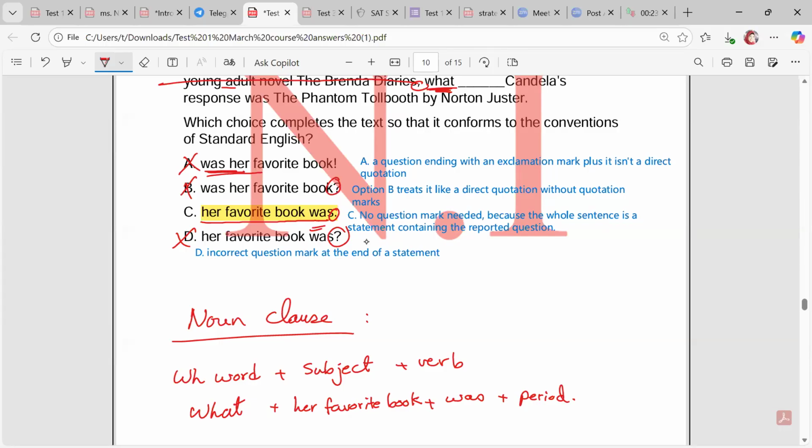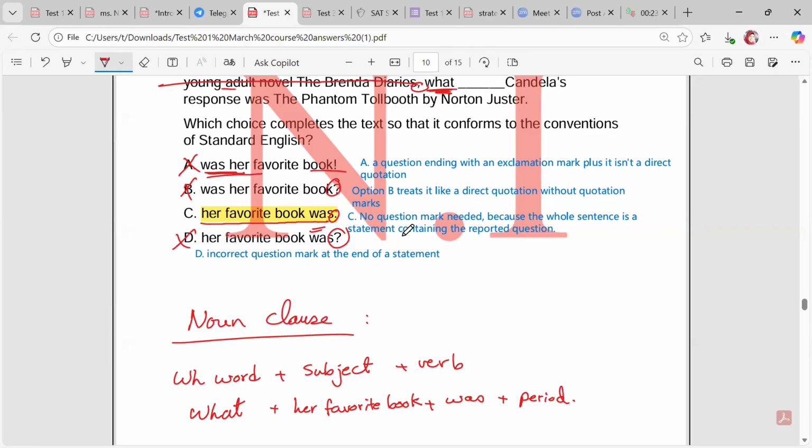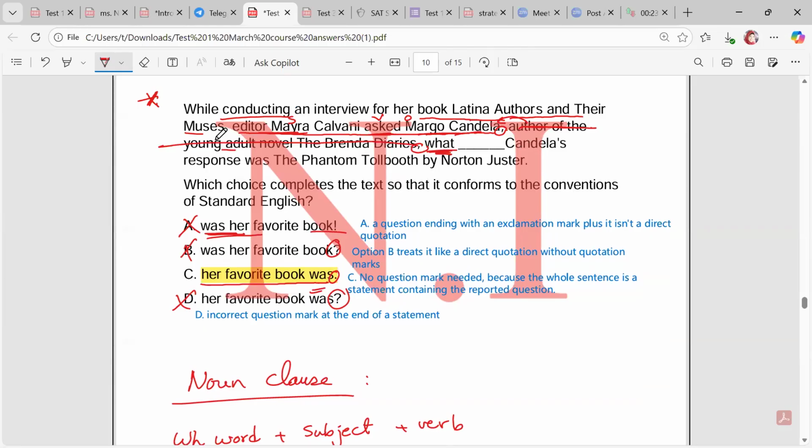Was her exclamation mark? No, because I said here, Candela's response was The Phantom Tollbooth by Norton Juster. Okay, so we don't put any question marks for the noun clauses that start with what, which is a part of a sentence. I didn't start a new sentence. It's a part of a sentence as a noun acting as an object, because it's Maria asked her what. Okay, so it's acting as a noun, it's not a question at all.